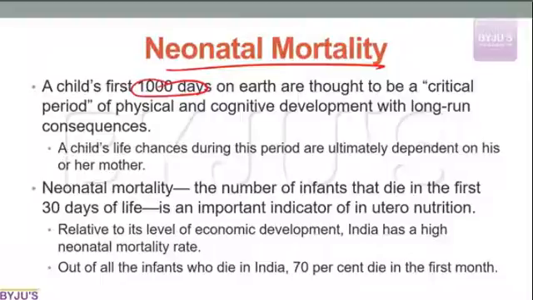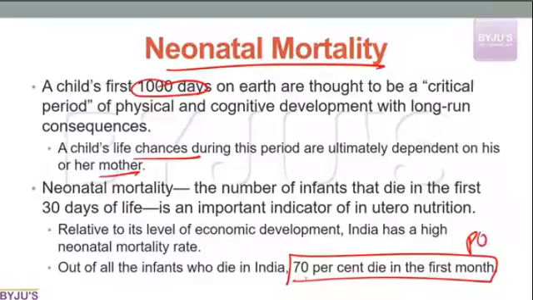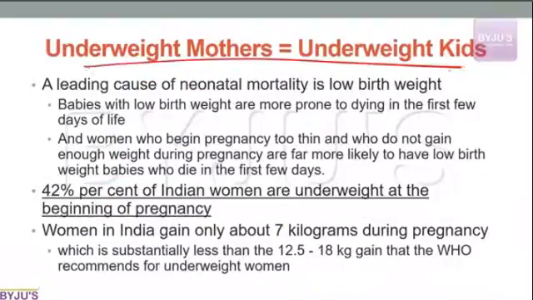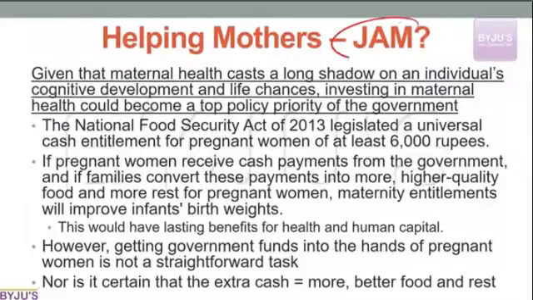Now, neonatal mortality: the first 1000 days are very important. During this time, the child's chances depend on the mother. So again, the same overall understanding: mother, child, first few days, and then how to improve that. So 70% of infant deaths in India happen in the first month. Again, prelims question potential. Underweight mothers are the reason for underweight kids. So healthy mothers will mean healthy kids. Somehow we have to remove this problem of underweight mothers also. So 42% of Indian mothers are underweight and they don't gain much weight also.